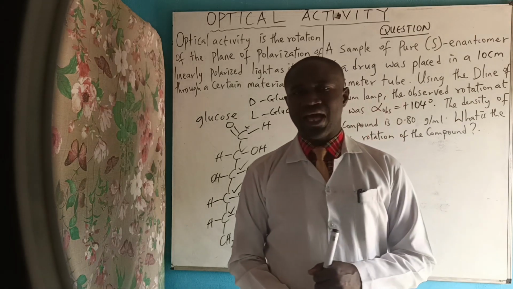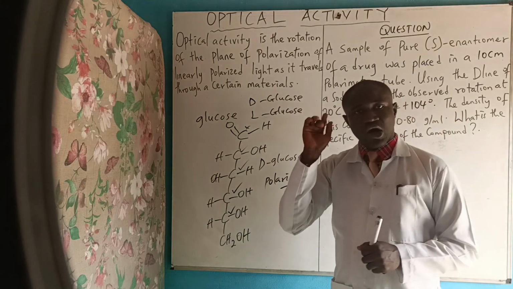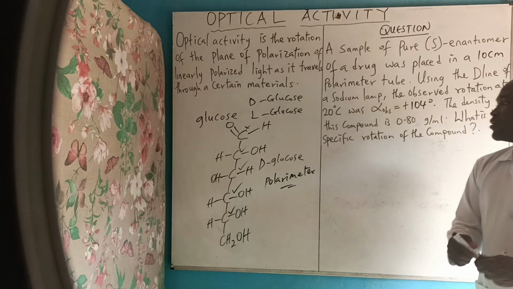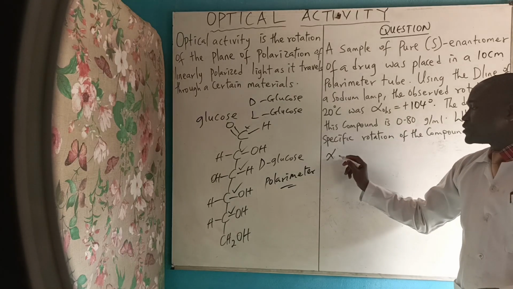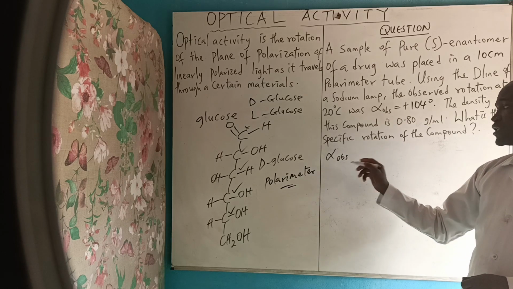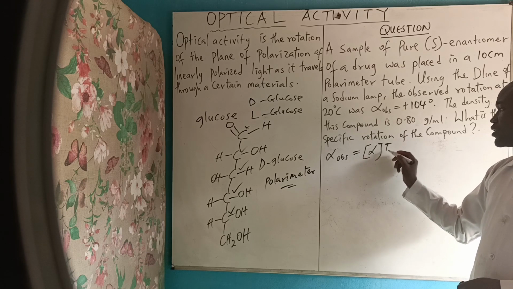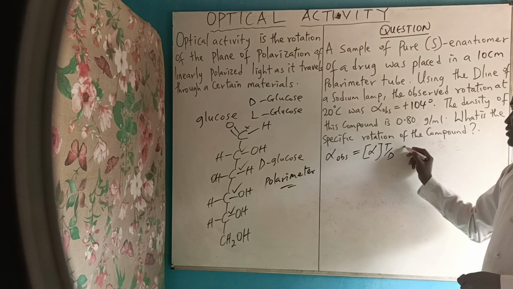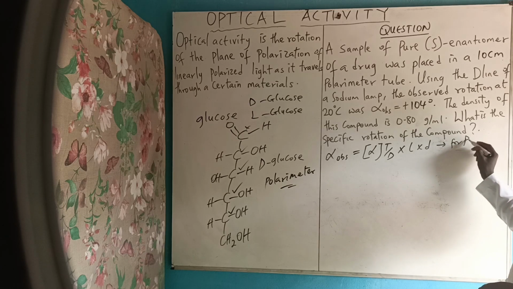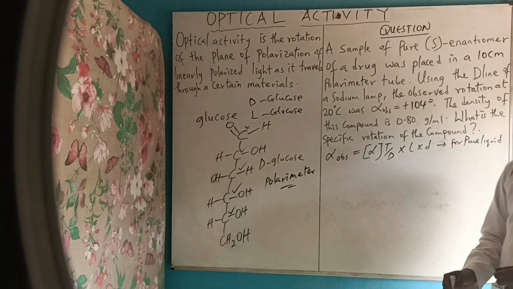Let's see some formulas you need to know when you want to do calculations on the optical activity of a molecule. Observed rotation, denoted this way, alpha OBS, is equal to specific rotation, denoted this way, times length times density for a pure liquid. If you are talking about a pure liquid, look at the formula.